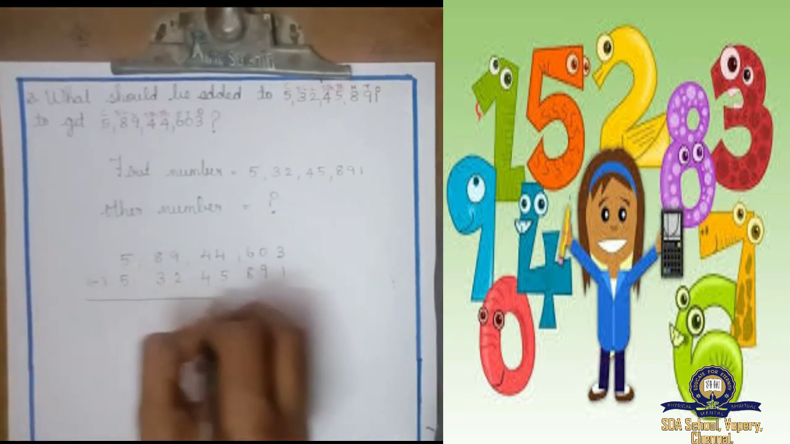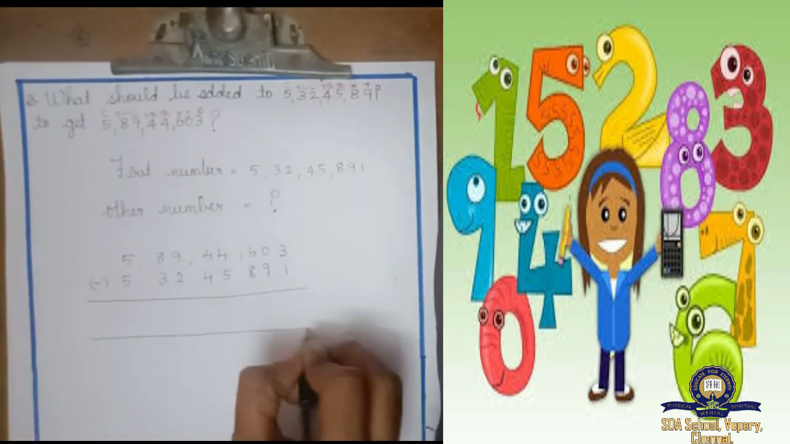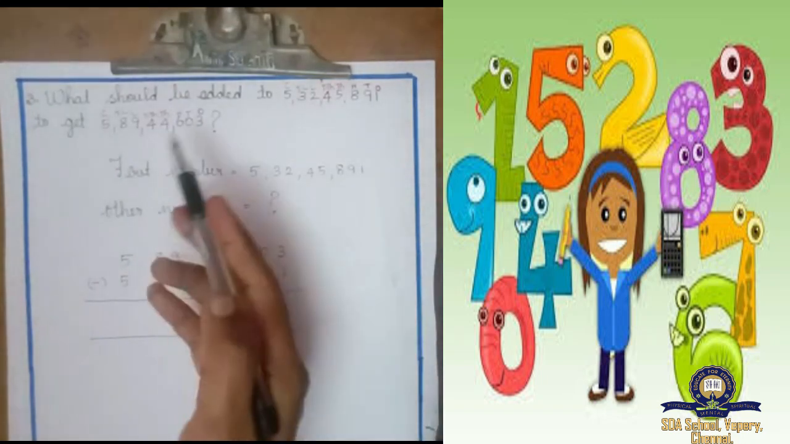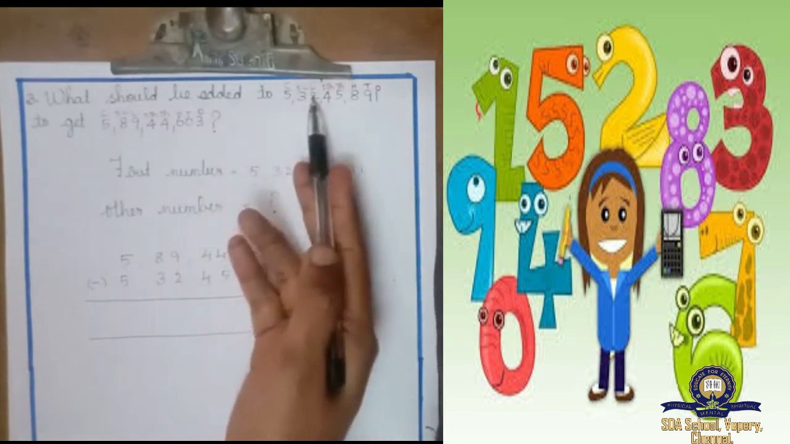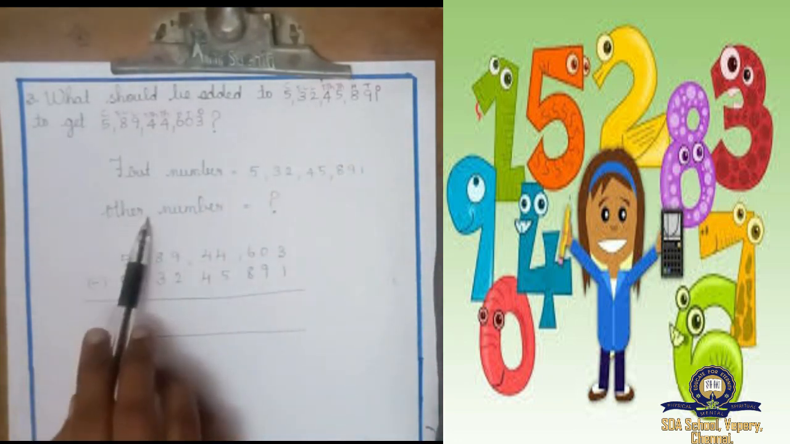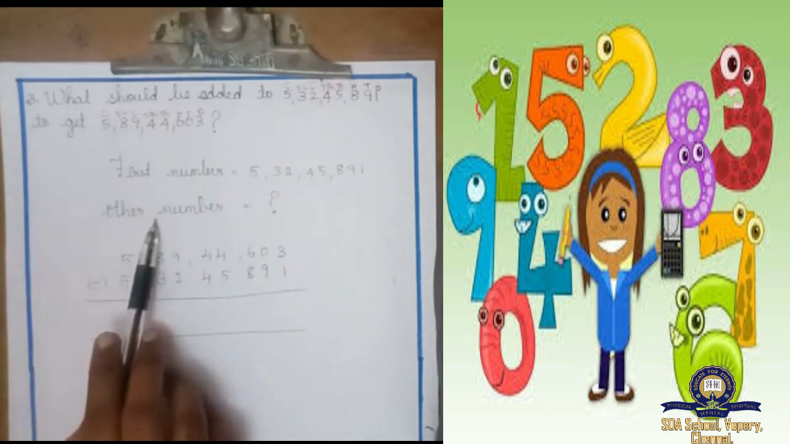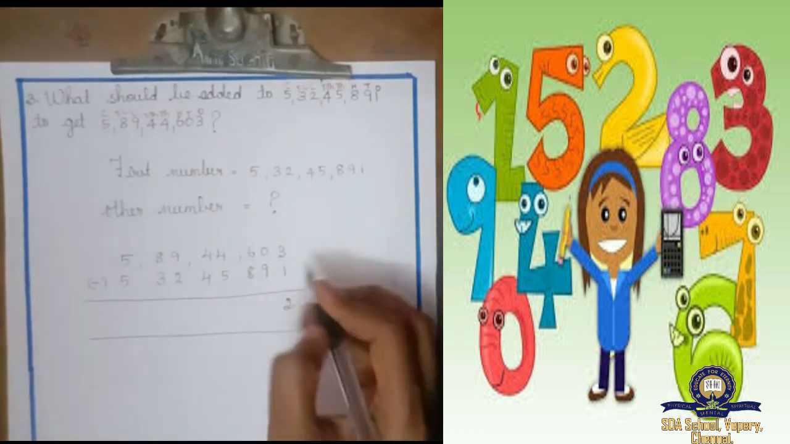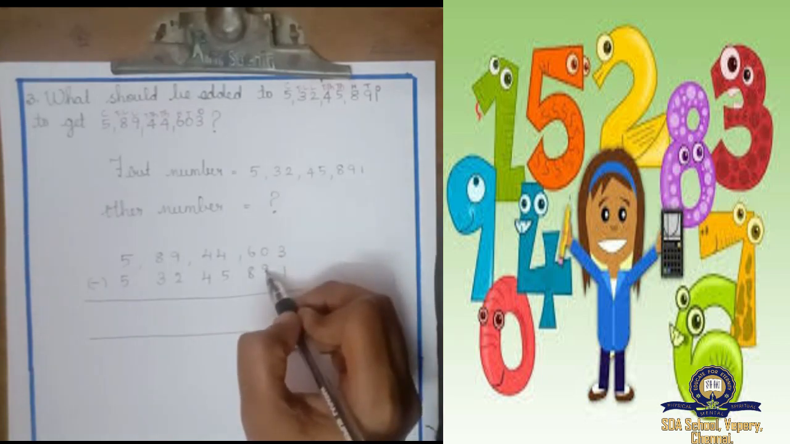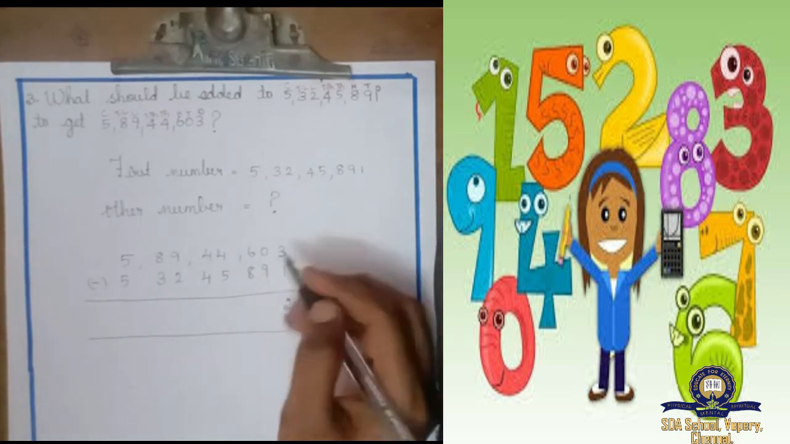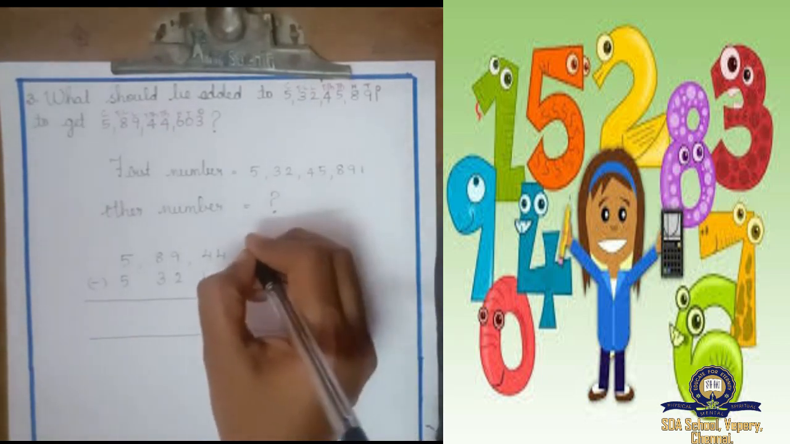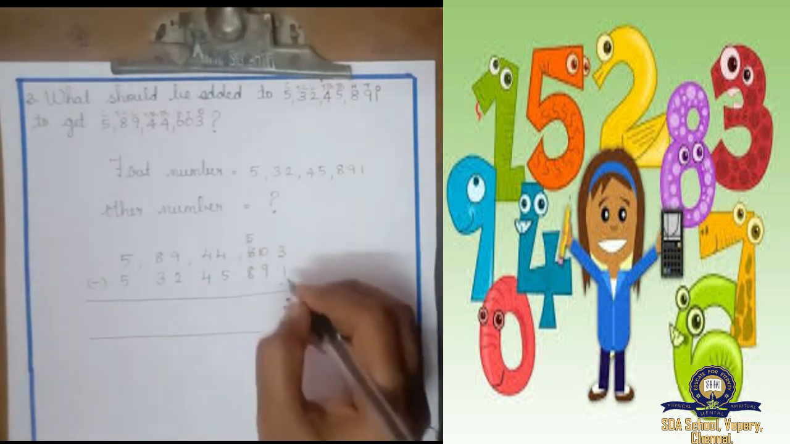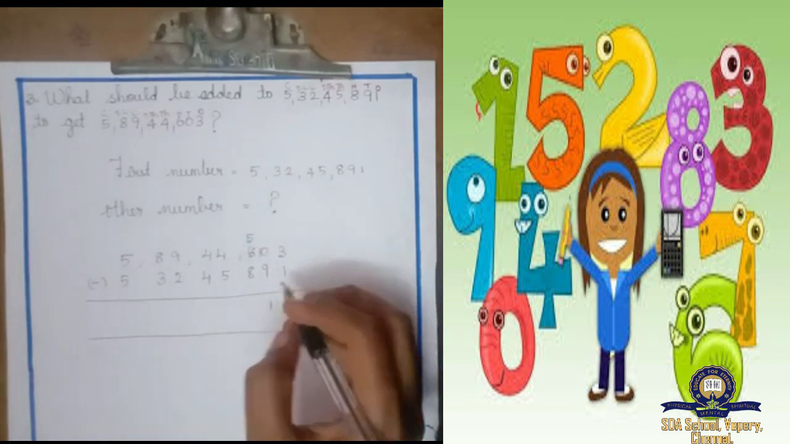Okay, shall we subtract? Yes. If we subtract this from this number, we will get the other number. So 3 minus 1 is 2. From 0 we cannot minus 9, so what we have to do? We have to borrow from 6. So the 6 will become 5 and this will become 10. 10 minus 9 is 1.